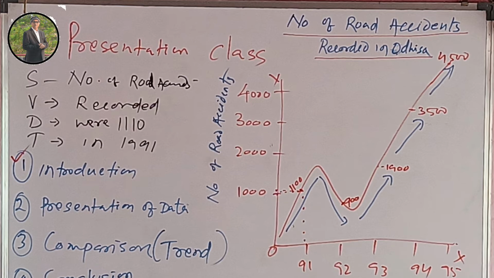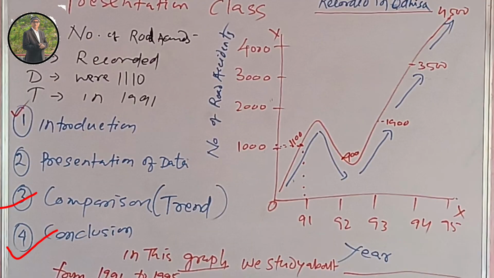See, here you have seen one thing. Four phases you have to go through here. First one is introduction, then presentation of data, then comparison of data or any trend you have to express, and conclusion in the end. So, beginning with the introduction, here you will say what you are going to study in this graph.